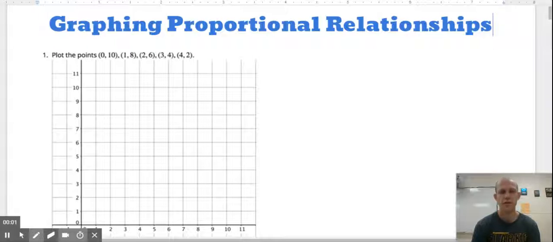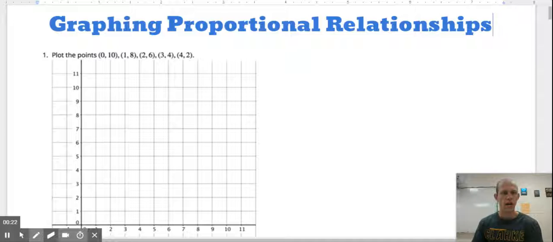Hi everyone, Mr. Neighbor here, and today we're going to talk about how to graph proportional relationships. Or more specifically, if we look at a graph, is that a proportional relationship? Just like we looked at tables to see if they're a proportional relationship, we can look at graphs to see if they are a proportional relationship as well.